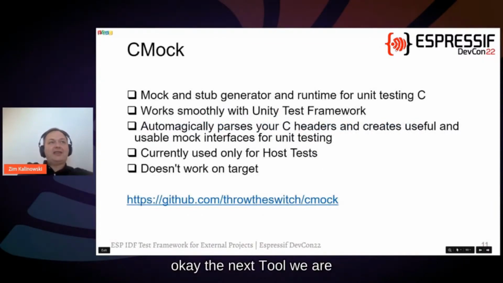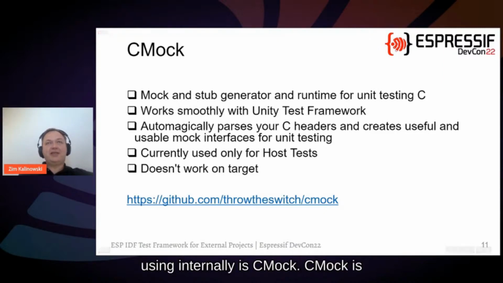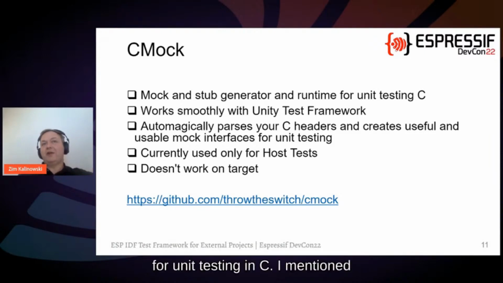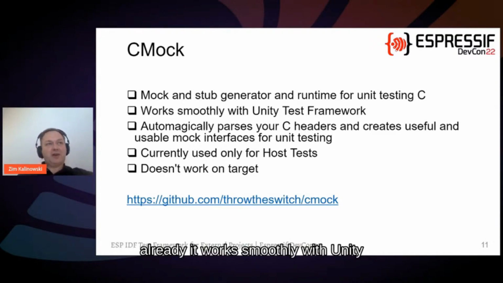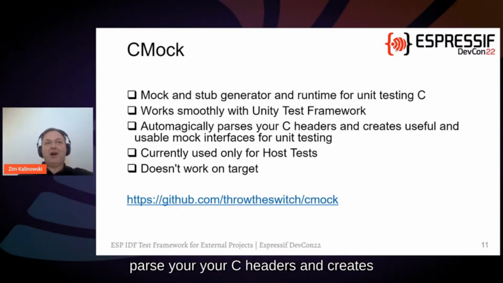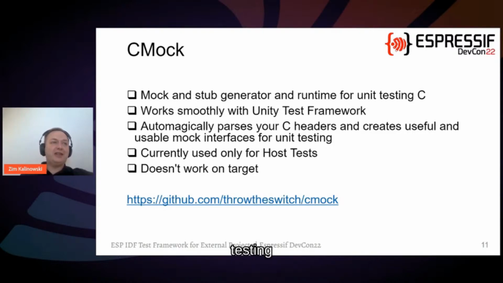Okay, the next tool we are using internally is cmock. So cmock in general is a stub generator for unit testing in C. I mentioned already it works smoothly with the Unity test framework, and basically what it does is parse your C headers and create mock interfaces for your testing.